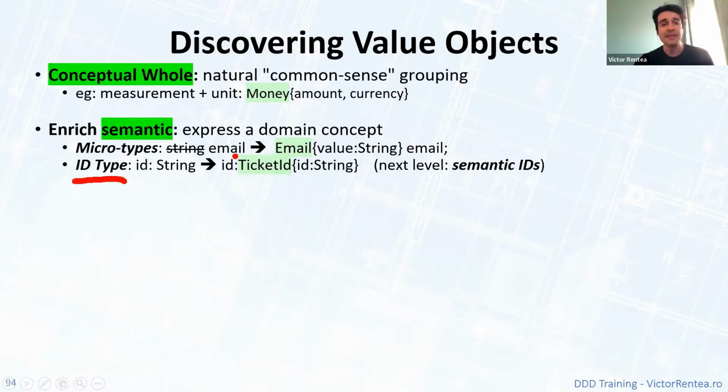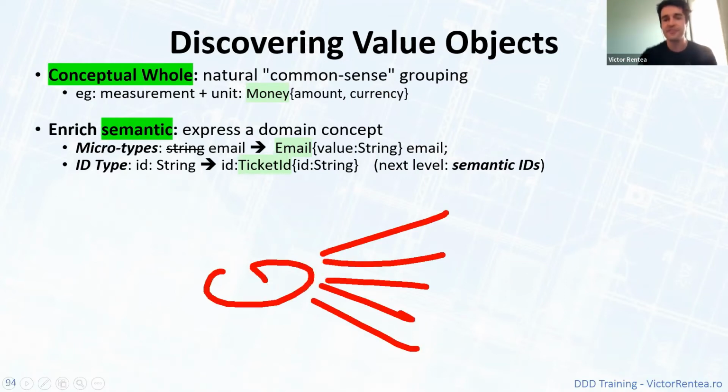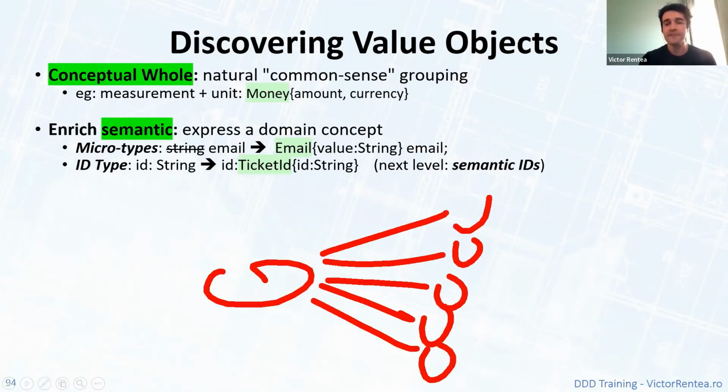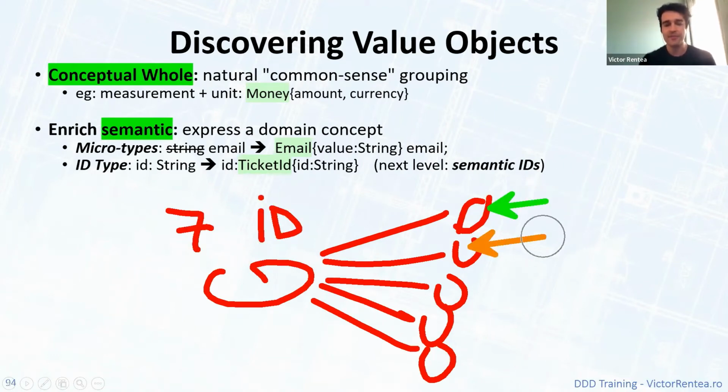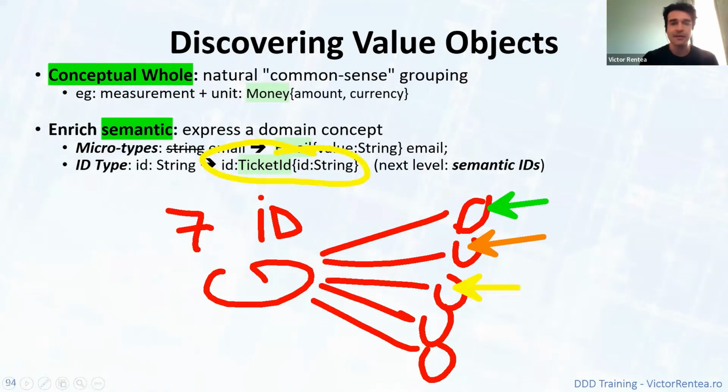ID types, another interesting idea. If you ever wrote a service interacting with 7 other systems, at some point you will have to manipulate 7 kinds of IDs at least. One ID from here, another one from here, another one from here. And you can very easily get confused between all these IDs. A technique here is to create a microtype surrounding that ID so that you never confuse them. And you will only propagate ticket ID inside your application. That will make it type safe.